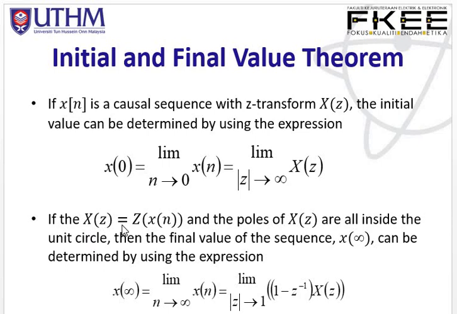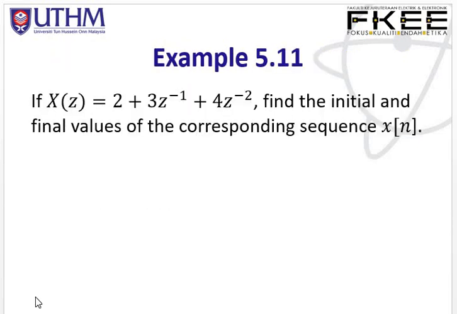And then for the final value theorem, if xz is the z transform of xn and the poles of xz are all inside the unit circle, then the final value of the sequence x infinity can be determined by using this expression: the limit as n goes to infinity of xn equals the limit as modulus z equals 1 of 1 minus z inverse times xz. So if xz equals 2 plus 3 z inverse plus 4 z power negative 2, find the initial and final value of the corresponding sequence xn.